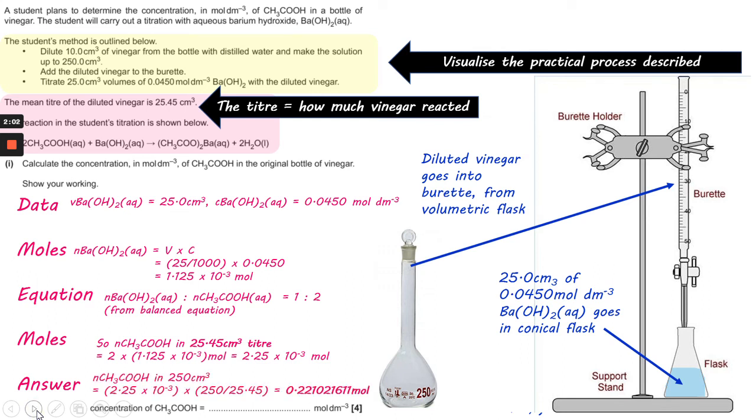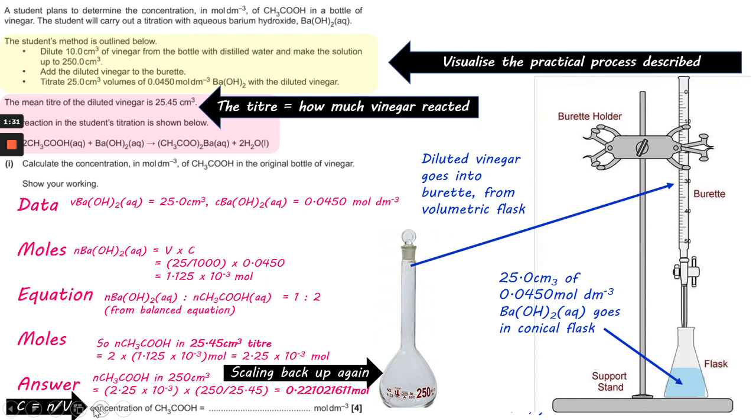However, we want the amount of vinegar that was in the whole sample that originally came from the small bottle. So we're scaling back up again by multiplying it by 250 over 25.45, which tells us how many times 25.45 goes into 250. And that gives us 0.221021611 moles. I'm keeping my calculator values for now.